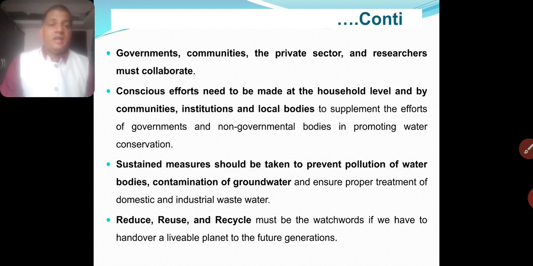Reduce, recycle, and reuse must be the watchword, and we must apply it if we have to hand over a livable planet to future generations. So all these are very important aspects of the global water strategy. If you apply this, you will get your resources in a usable form, and you will solve the problem of your area, nation, as well as the globe.